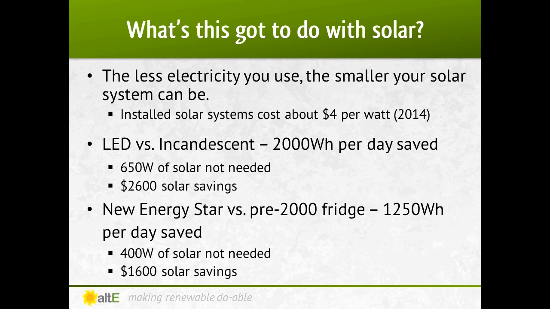The example of swapping out just 10 light bulbs for $100 would require a solar system that is 650 watts smaller than providing the electricity for the old bulbs. So not only did those 10 bulbs save you $80 a year, but at an average installed cost of $4 a watt, you also saved about $2,600 on your solar system. Now let's talk about that nice new fridge you got. Swapping that old fridge with a new Energy Star fridge requires 400 watts less of solar. That's a $1,600 savings in solar. You could buy a nice new fridge and a few more new appliances with that, further increasing your savings.